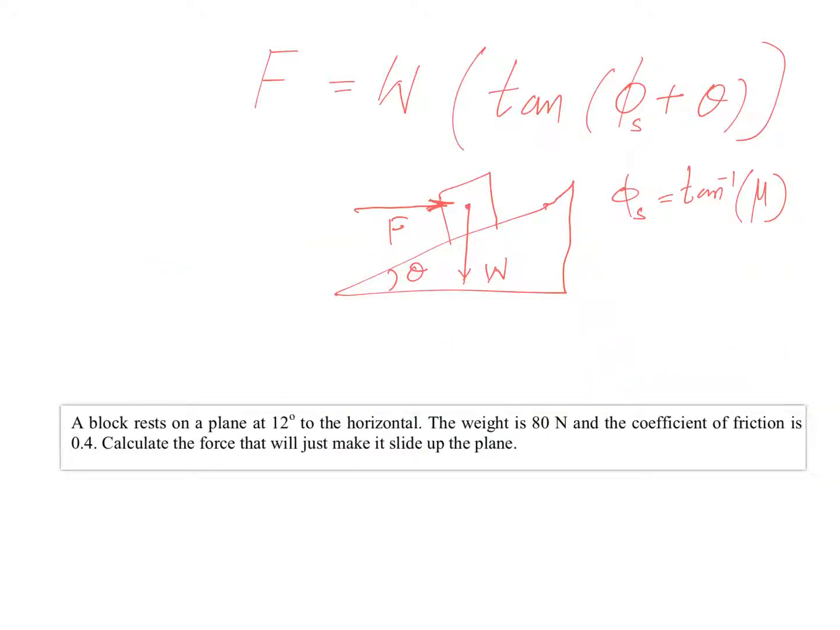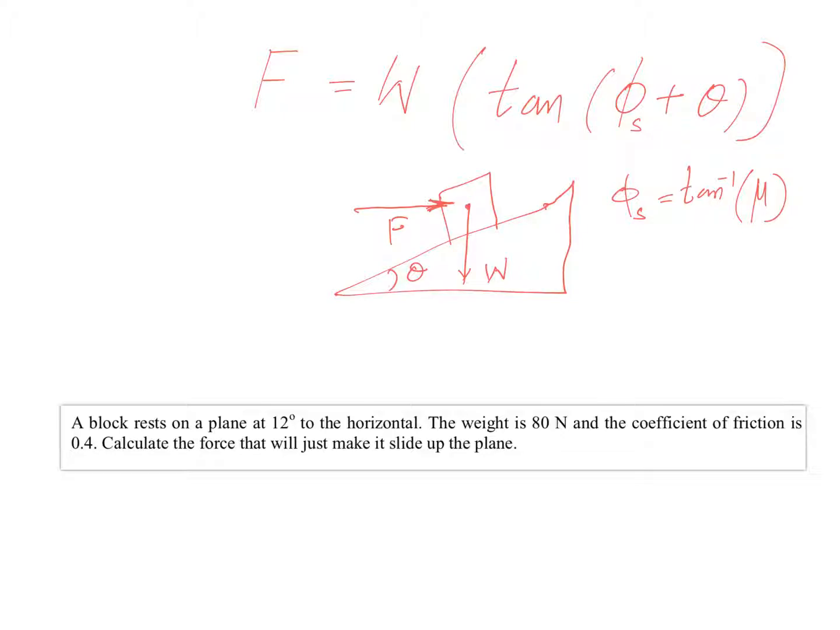Let's plug in some numbers to this particular formula and see whether it works or not. So here I have a question. A block rests on an inclined plane at 12 degrees to the horizontal. So theta is 12 degrees. The weight is 80 Newton, capital W is 80 Newton, and the coefficient of friction is 0.4. Mu is 0.4. Calculate the force that will just make it slide up the plane.